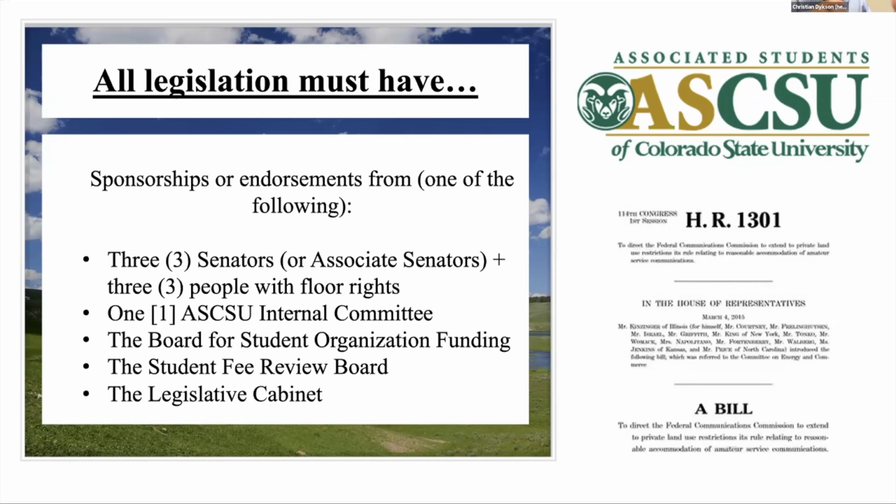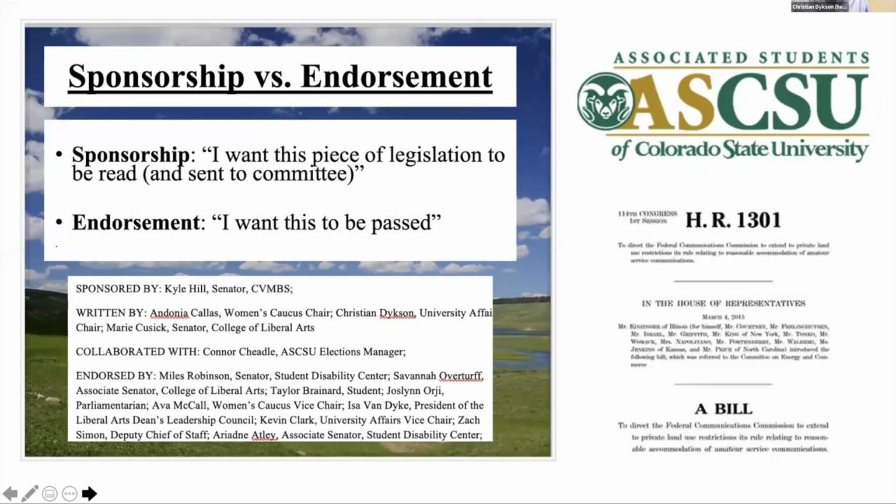So you could have 3 senators, 3 associates, and 3 with floor rights, or you could have 1 internal committee endorse it, right? So university affairs, budgetary affairs, internal university budgetary, you could have 1 of them endorse it, and then it would automatically be valid to be read on the floor. Or BSOF, right, the group that Alex was talking about, they can also endorse legislation. SFRB, like Schindler was talking about, they can endorse. And then the legislative cabinet, which is made up of myself, the Speaker Pro Tem, the Parliamentarian, Recruitment and Retention Officer, and then all of the committee chairs, we can endorse it as well in order to get it onto the floor. And feel free to interject or ask any questions as we're going throughout.